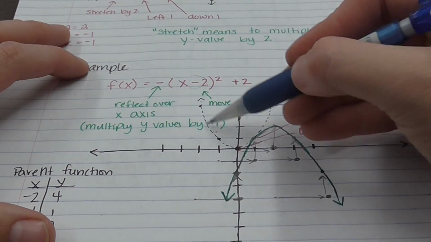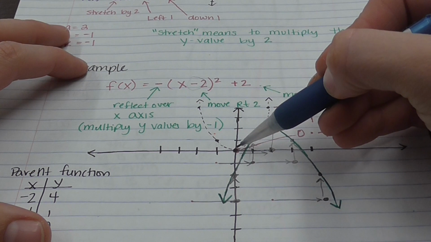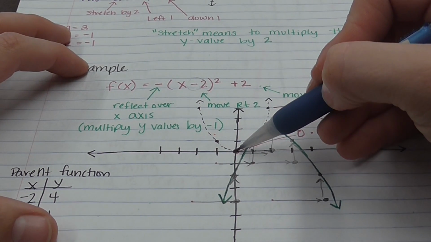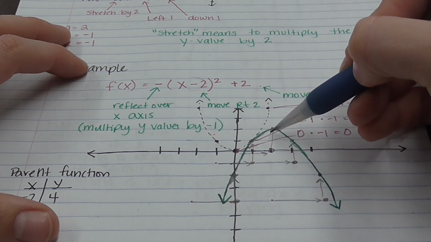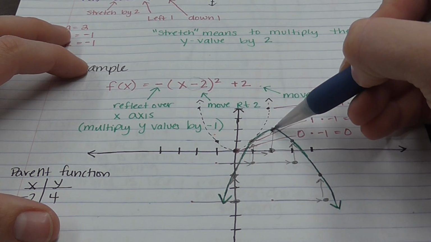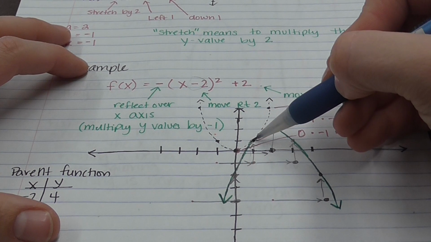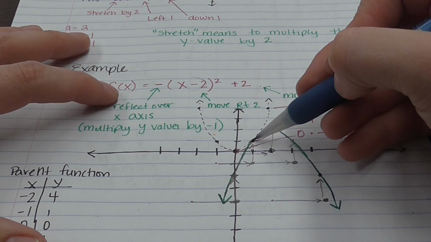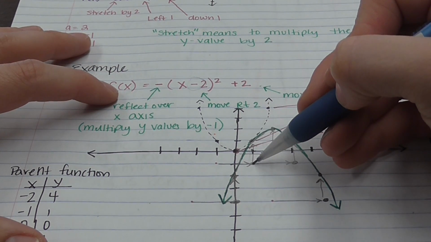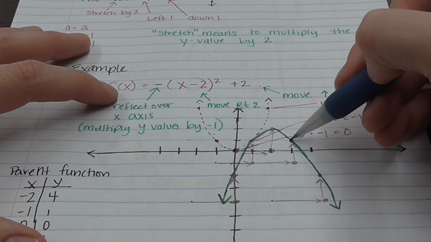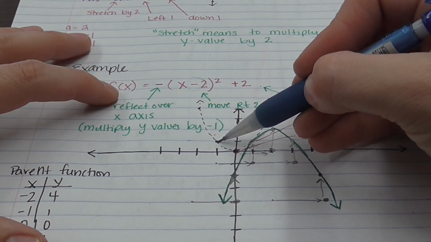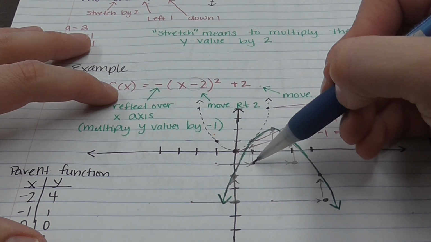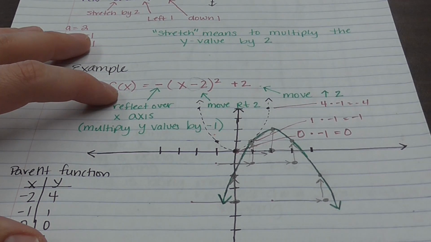Alright, so my parent function is here. Okay, so I'm going to take my y value and multiply it times negative 1. Well, 0 times negative 1 is still 0. Then I'm going to move right 2, up 2. Draw a dot. Right here I was at the point 1, 1. Well, I'm going to take the y value of positive 1 and multiply it times negative 1. It comes down here. Then I move right 2, up 2. Draw my dot. This has a y value of 1. Multiply it times negative 1. Right 2, up 2. Draw my dot.